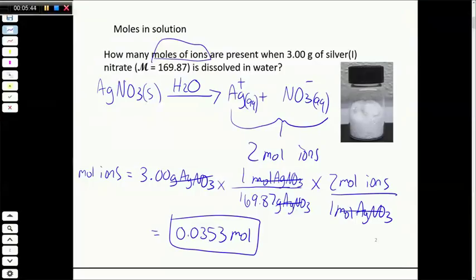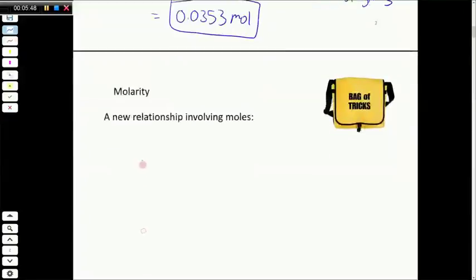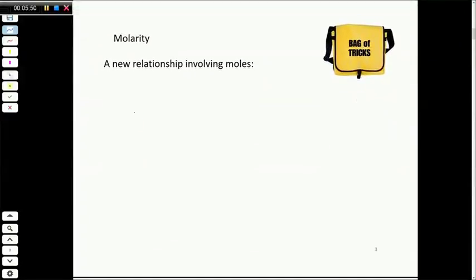We had talked about the qualitative picture last time. And this introduces a new relationship involving moles called molarity. So in chapter 5 we talked about 2 relationships involving moles: the molar mass, which relates mass to moles, and Avogadro's number, which relates number of entities or particles to moles. And in this chapter we introduce a third one, which is molarity.